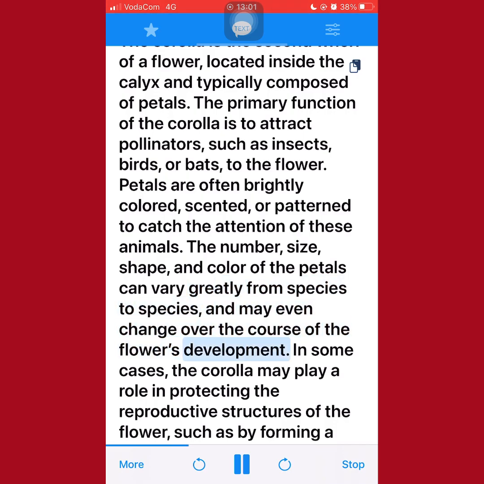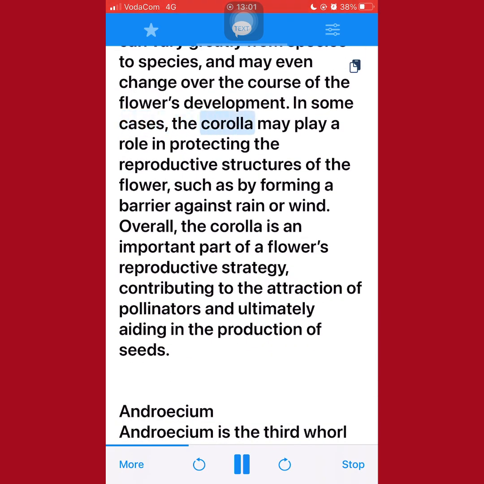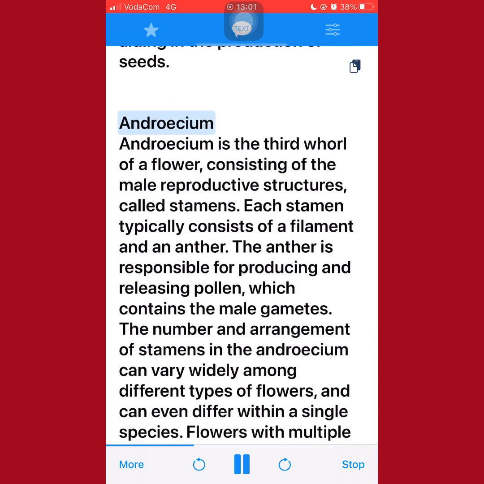of the flower's development. In some cases, the corolla may play a role in protecting the reproductive structures of the flower, such as by forming a barrier against rain or wind. Overall, the corolla is an important part of a flower's reproductive strategy, contributing to the attraction of pollinators and ultimately aiding in the production of seeds. Androecium.